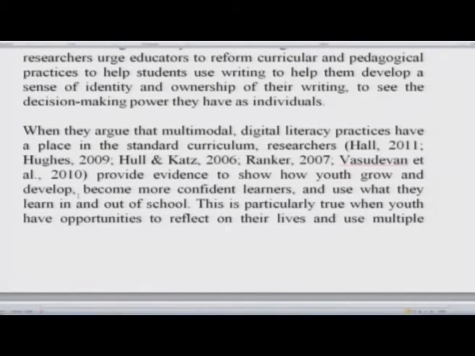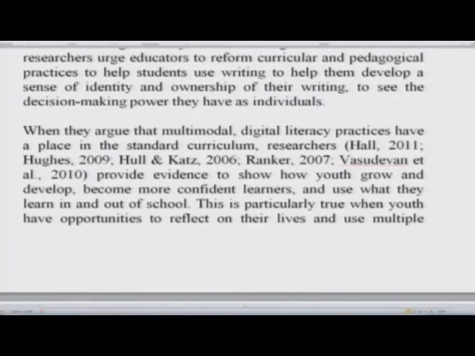When they argue that multimodal digital literacy practices have a place in the standard curriculum, researchers Hall 2011, Hughes 2009, Hull and Katz 2006, Ranke 2007, Vasudevan et al. 2010. So, you can see an extensive list of studies provide evidence to show how youth grow and develop, become more confident learners and use what they learn in and out of school. So, this is elaboration of the benefits of using it.